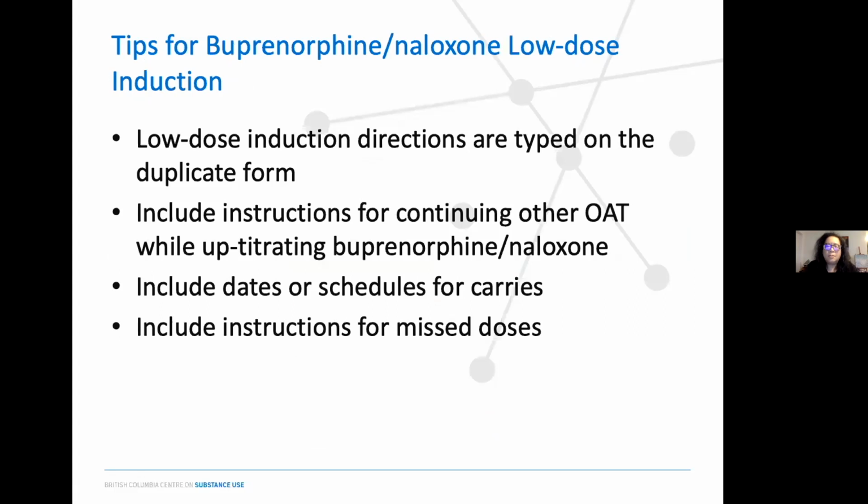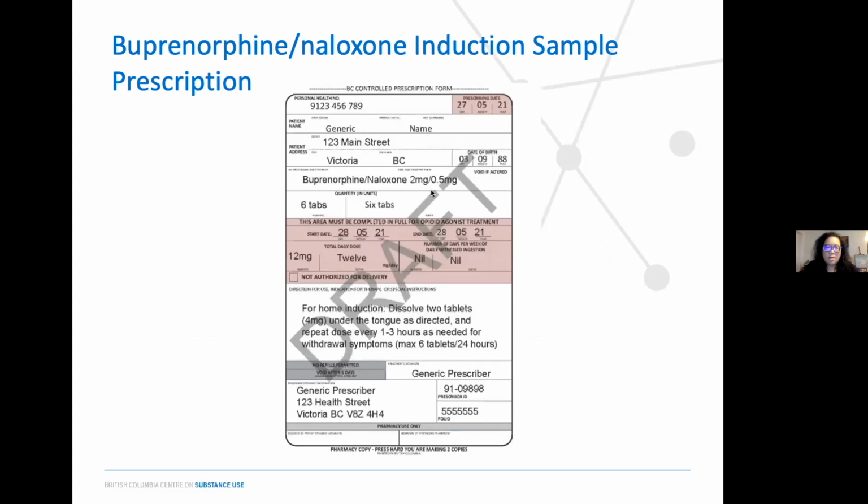Low dose directions, there's a lot of writing, right? Some people do type it in, keeping an extra copy for yourself at the clinic. Others handwrite, and that's a very small space. And in it, a lot of prescribers do include instructions for continuing other OAT prescriptions while you're titrating up this buprenorphine naloxone. So for example, continue with methadone at whatever milligrams it is. Dates and schedules for carries are important. And of course, instructions for missed doses are particularly important in low dose inductions.